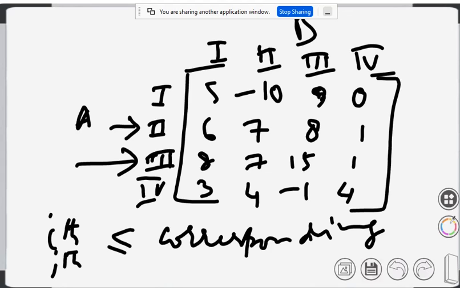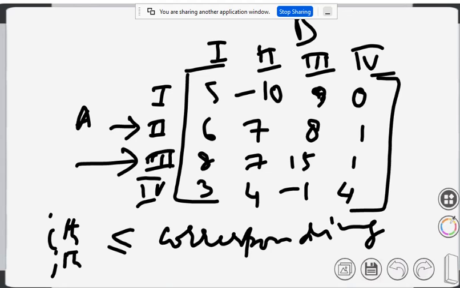So that means he will always get more if he plays strategy 3 rather than strategy 2. For him, it is always better to play strategy 3 rather than strategy 2. Here, the third row dominates the second row.